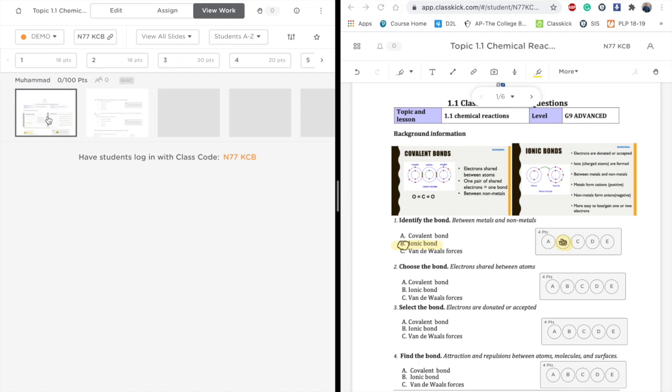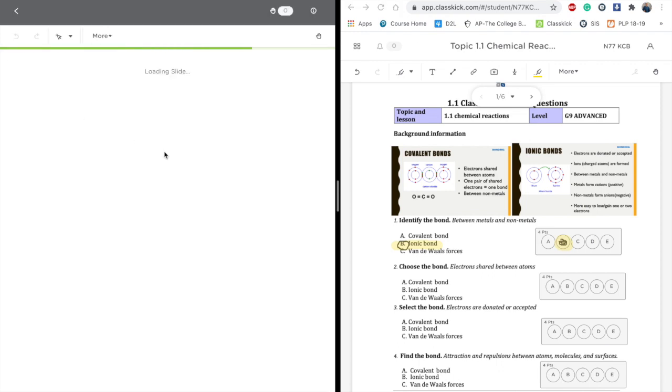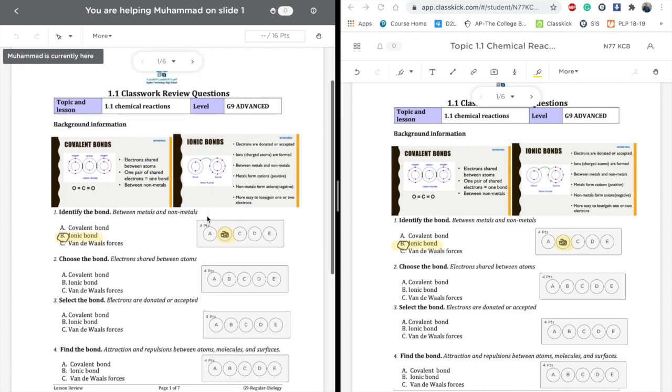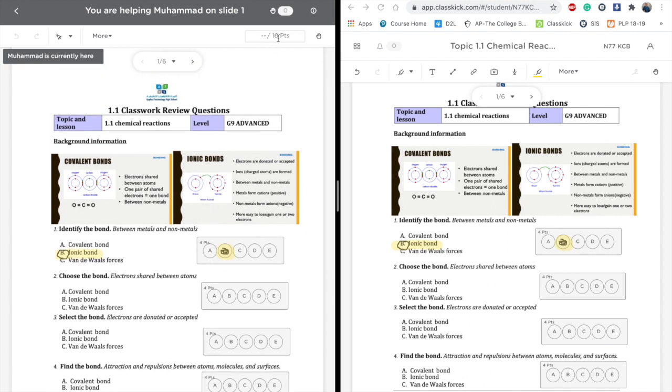If the teacher click on your answer, this is the teacher page now, the teacher doesn't see anything yet. The teacher can see 0 marks out of 16, and it's also telling like Muhammad is working here. Simple is that. Now how you can get marks in a multiple choice question? You did a great job but you got 0.